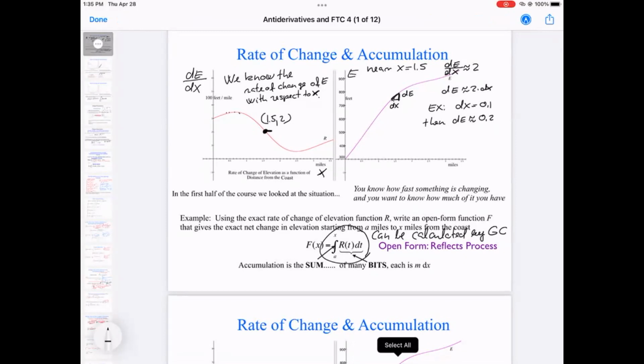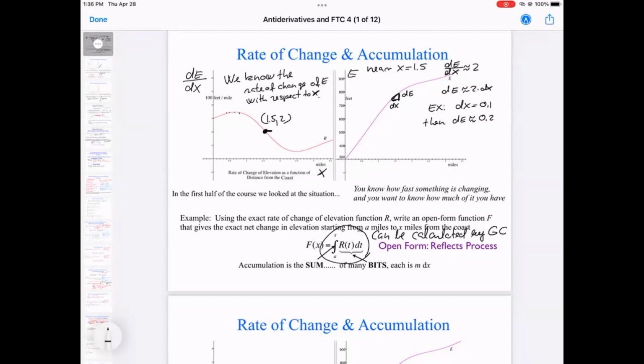So that means a little change in the distance from the coast, little change dx, then d over dx, right? The ratio of the change in the elevation and the change in the distance from the coast is approximately 2. So that means if you change a little bit the distance near 1.5, just a little bit, let's say 0.5, then the elevation is going to change. It's basically approximately will double, right? That's what it means, right?